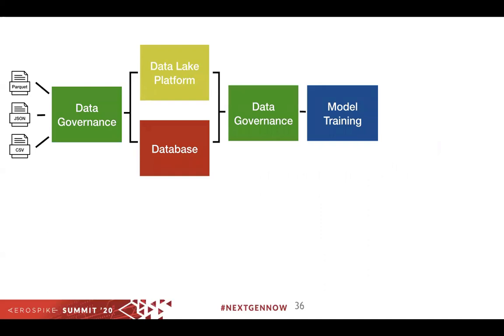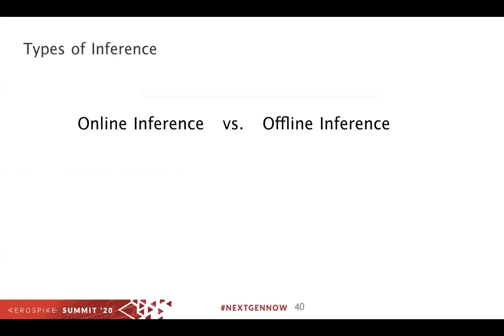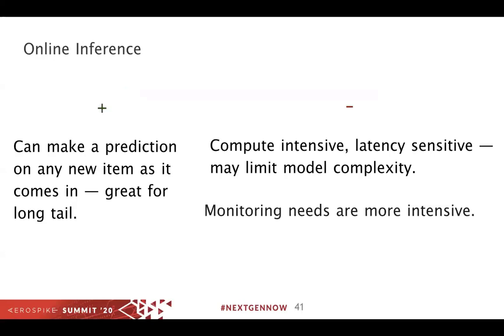All right, so we have our model, we trained it, then we feed it to a serving platform, function as a service, or as it's called these days, serverless, and that makes the prediction. This puts us in this stage, and you can also split this into roughly two types, online and offline. The online inference can make better predictions as new items come in, and it's great for a long tail.